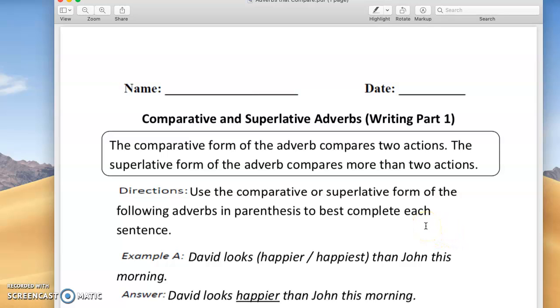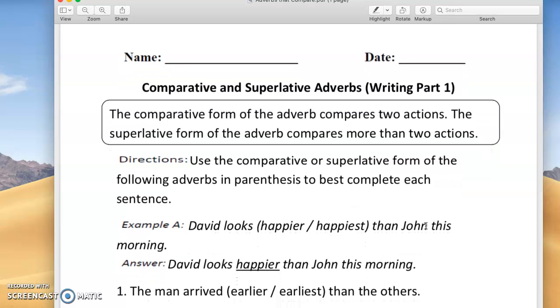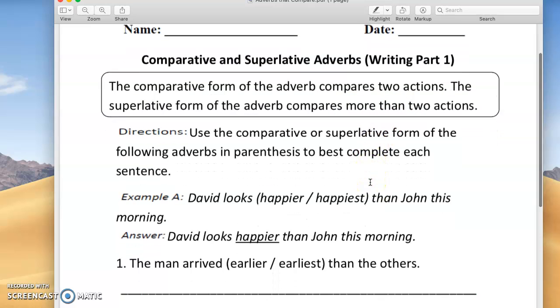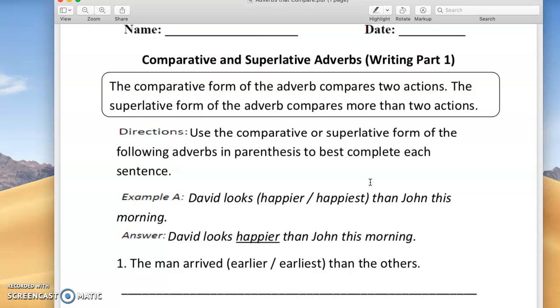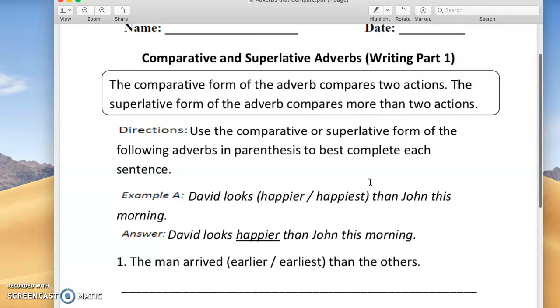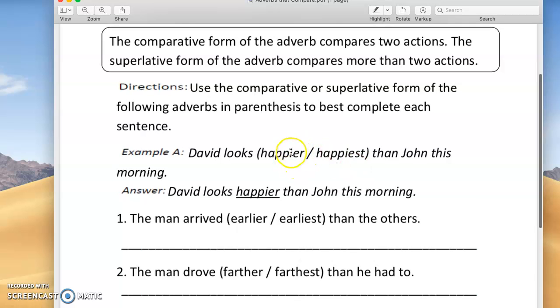Now we're going to talk about comparative and superlative adverbs. The comparative form of the adverb compares two actions. Two. The superlative form of the adverb compares more than two, so three or more. Use the comparative or superlative form of the following adverbs in parentheses to best complete each sentence. So we're either going to use an ER or we're going to use an EST in these examples.